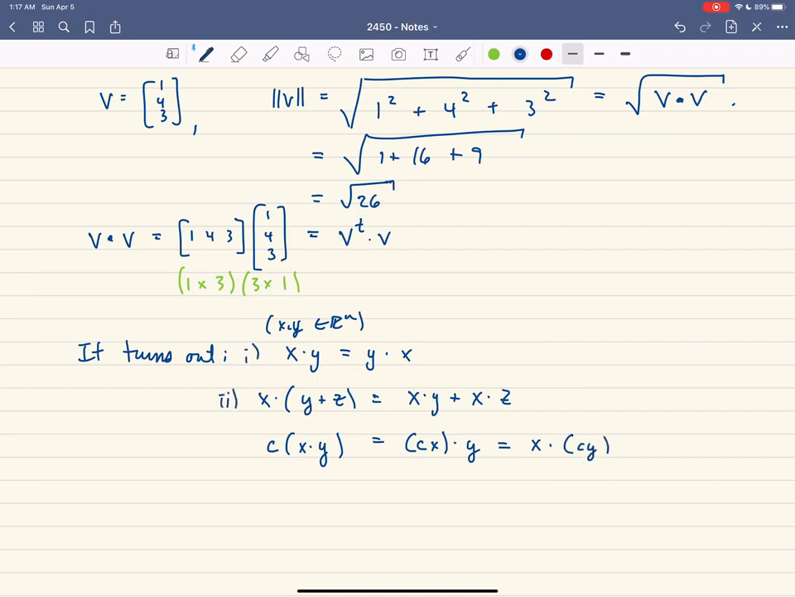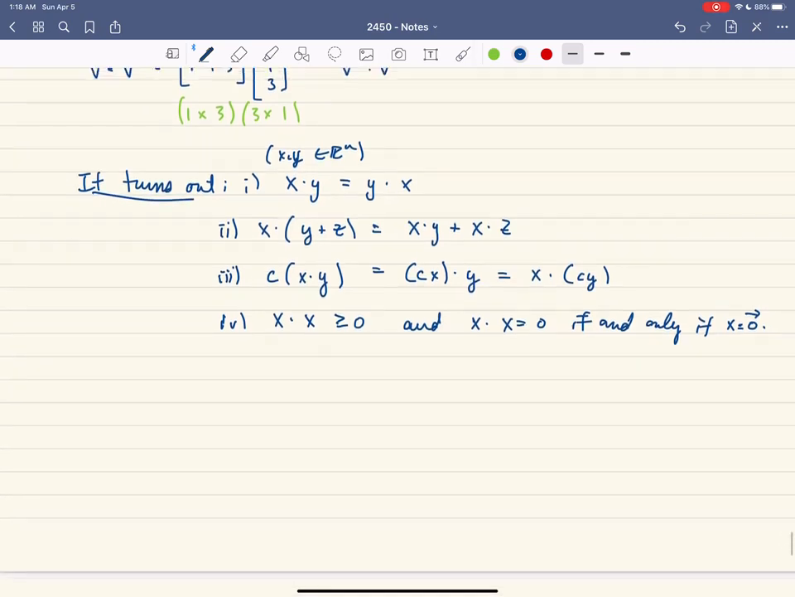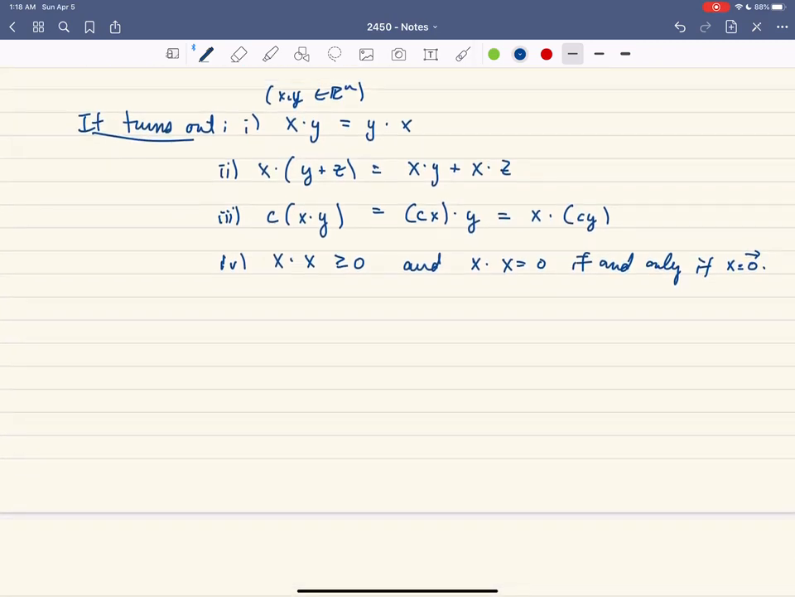So let's give these names. And finally, if I were to take the dot product of anything with itself, I get something that's greater than or equal to 0. And furthermore, x dotted with x is equal to 0 if and only if x is the 0 vector, since the 0 vector is the only vector with 0 length. So these are the major properties of the dot product. And the dot product is an example of what's called an inner product. An inner product is exactly the same idea as a dot product.